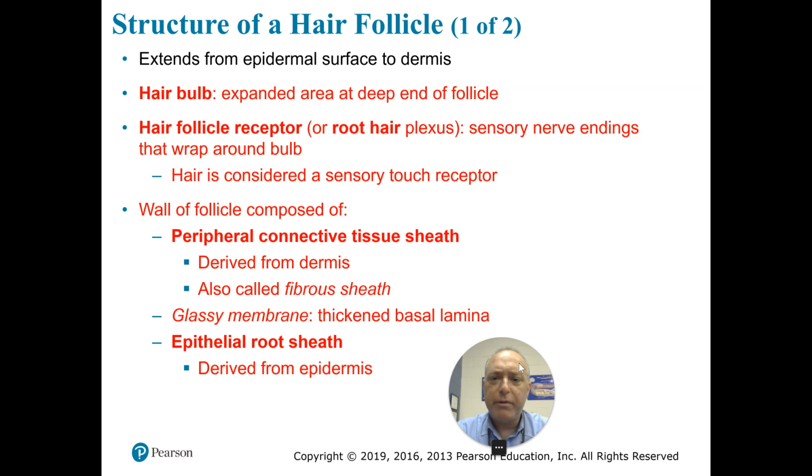So the hair extends from the epidermis surface to the dermis. There's a hair bulb, which is expanded at the deep end of the follicle. There's the receptor, or root hair plexus, which is a sensory nerve ending that wraps around the bulb. This is why it's a touch receptor. There's the wall of the follicle, which is composed of peripheral connective tissue. There's a sheath. It's called a fibrous sheath, as well as a glassy membrane, which is this thickened basal lamina. And then finally, the root sheath, which is derived from the epidermis.